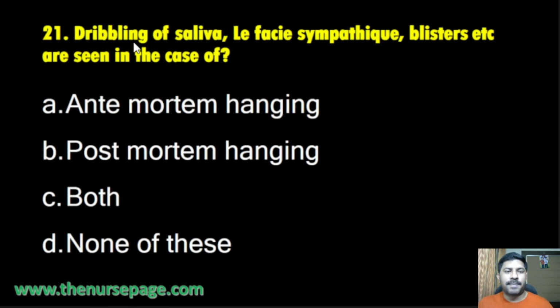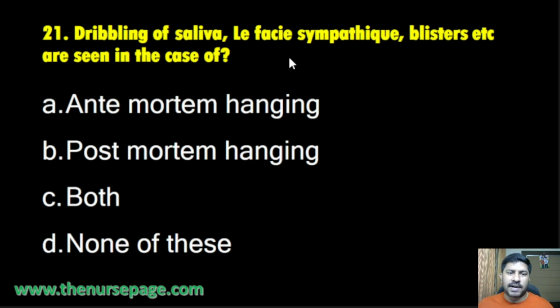21st question. Dribbling of saliva, lay facial sympathetic, blisters, etc. are seen in the case of what? Blisters means that they are at the level of the ligature mark. Dribbling of saliva means that in the postmortem findings we can find dribbling of saliva on one of the sides. If the knot is on the right side, the dribbling of saliva will be on the opposite side. If the knot is on the left side, the dribbling of saliva will be through the right side. So that is related to dribbling of saliva.